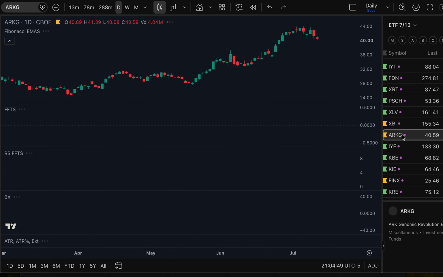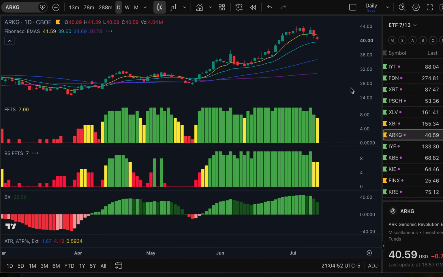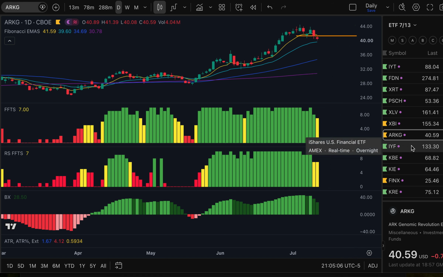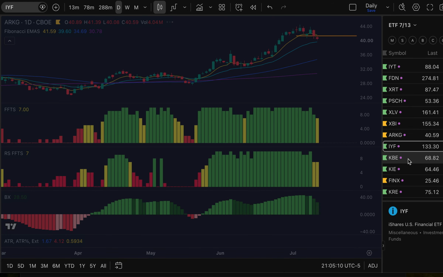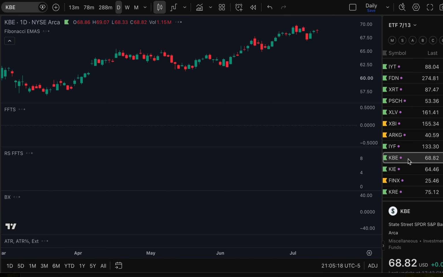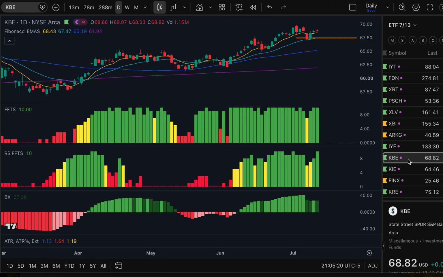Similar behaving is ARKG, the genomics ETF. It's at a 7 out of 10 on the trend and the relative strength trend, and it has positive momentum. IYF, that's just an alternative to XLF, pretty much behaves the same way. We've already looked at that. KBE, this is a banking ETF, 10 out of 10, trend and relative strength trend, positive momentum.